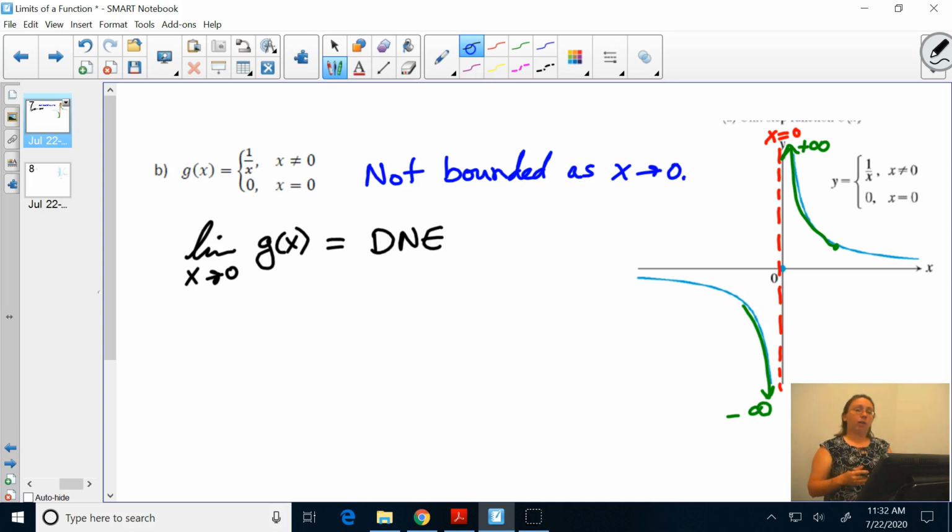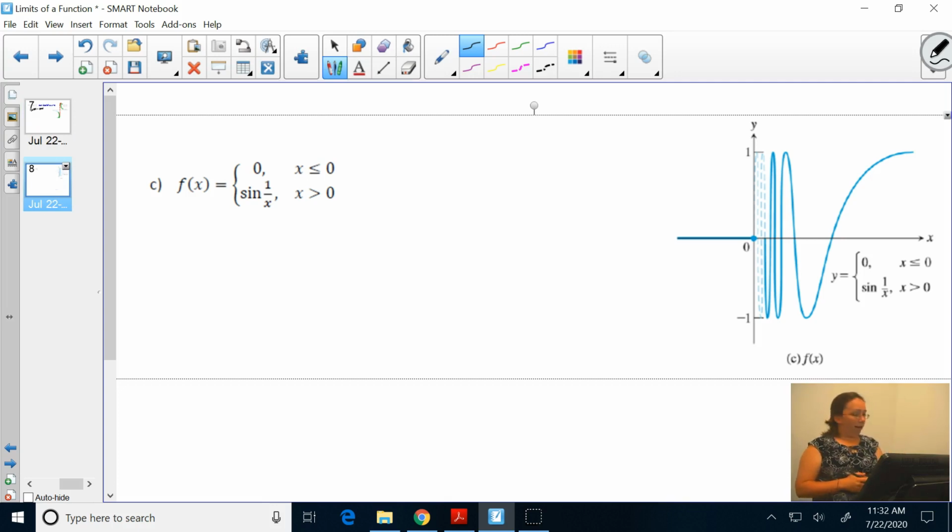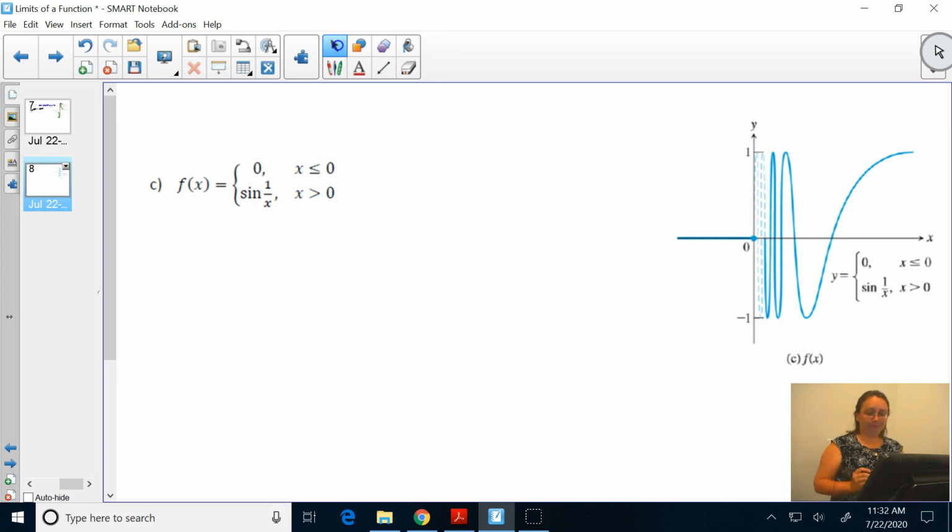That's as detailed as we're going to get. Later on, we'll talk a little bit more detail on this. All right, we have one more case here. This one is really cool. This is called an oscillating function.